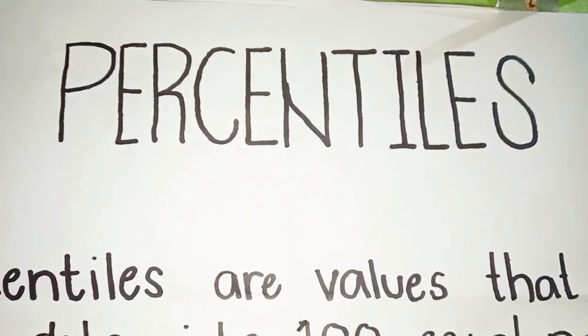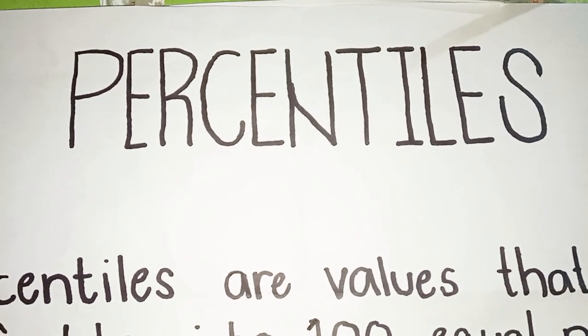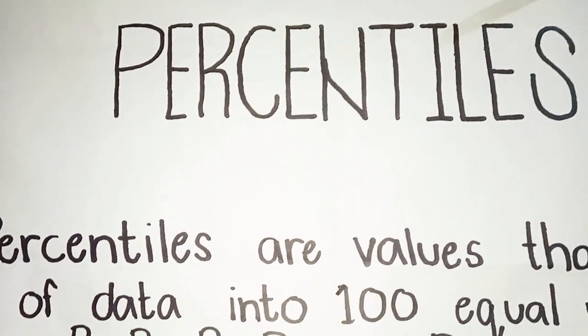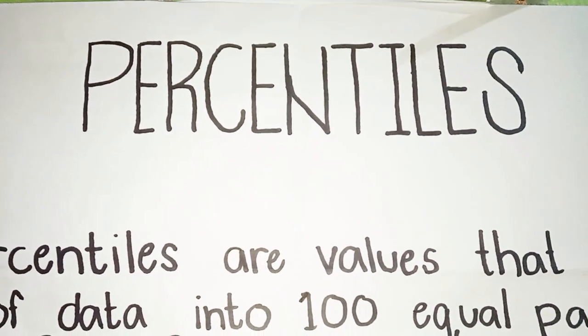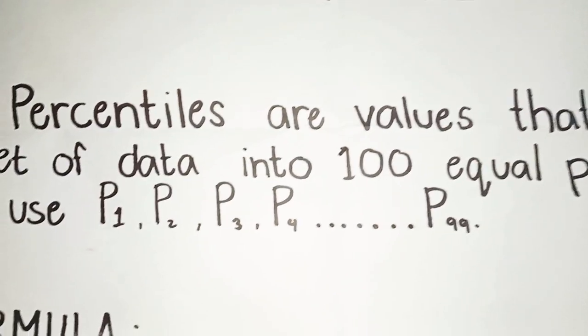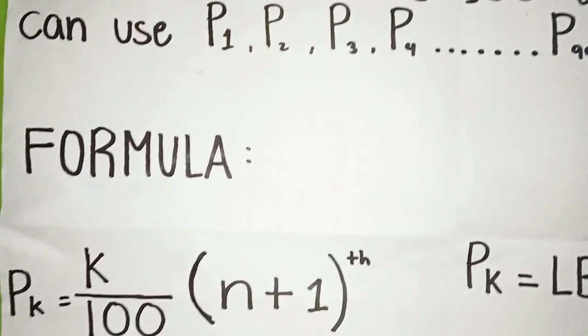Hope you learned. So percentiles are a set of values of a distribution that divide it into 100 equal parts. So that's it.